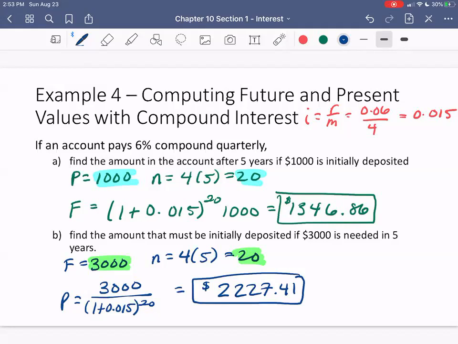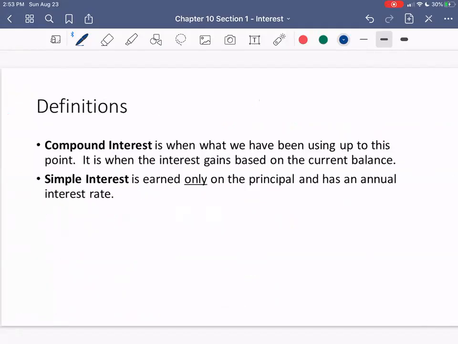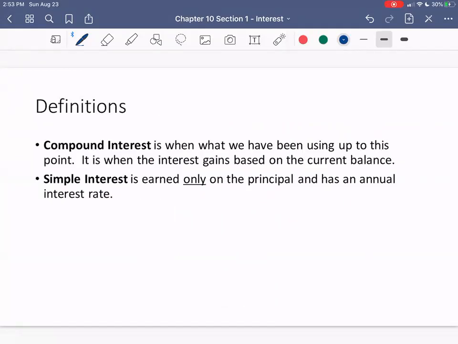All right, you're going to see this whole section is loaded full of definitions. So we have two more. There's something called compound interest. If you've noticed, I've said compound interest a lot. Compound interest is what we have been using up to this point. It is when the interest gains based on the current balance. The interest keeps gaining based on what the balance keeps becoming. So at the end of the first quarter, we have this amount of money, and now our interest is gained based off of that.